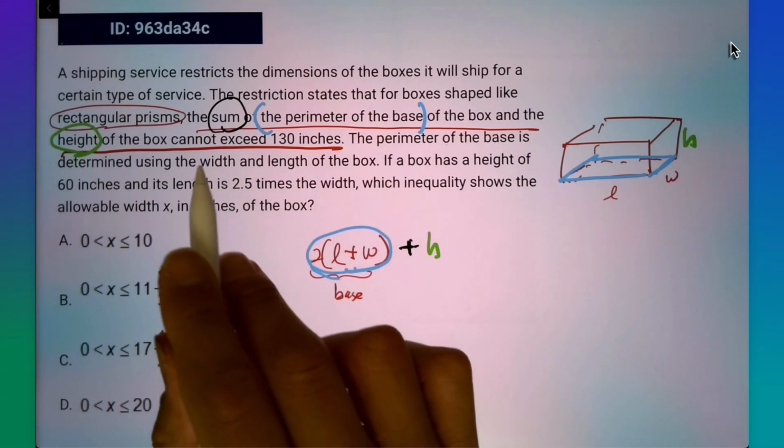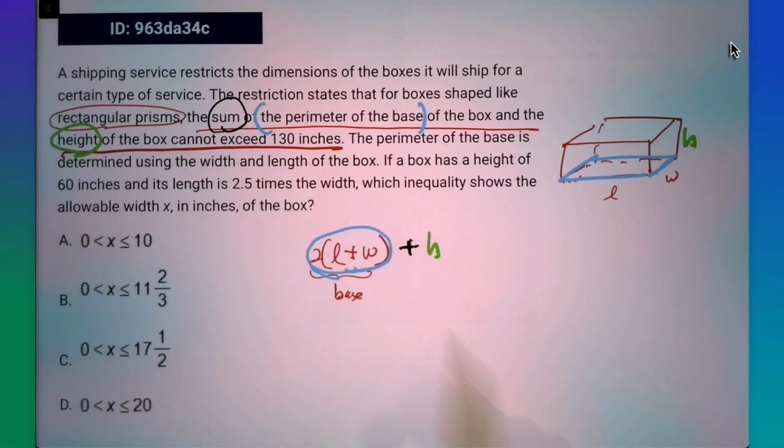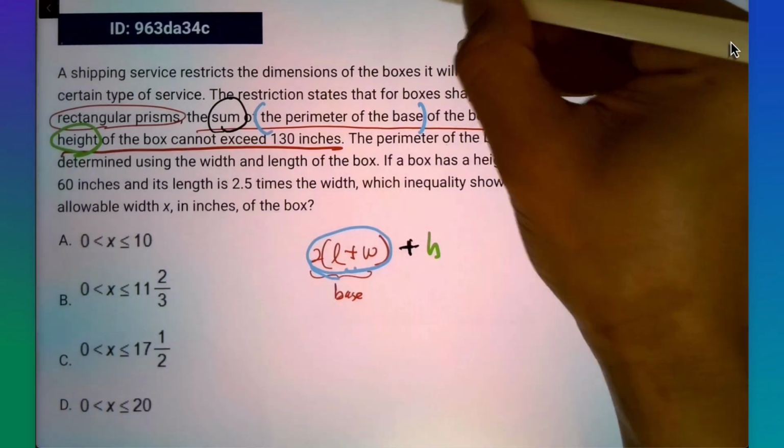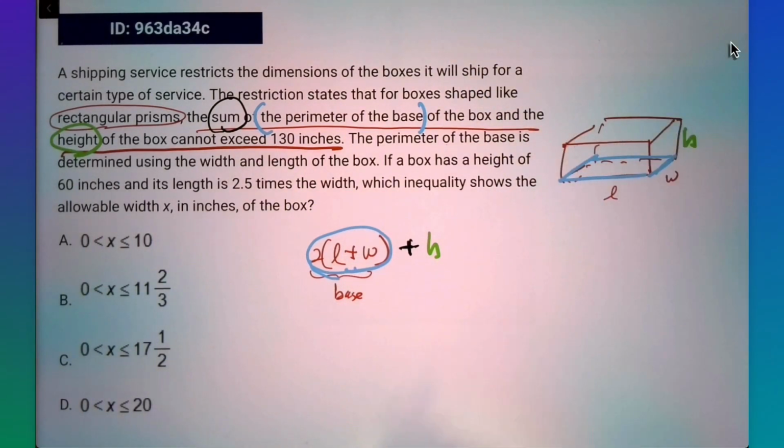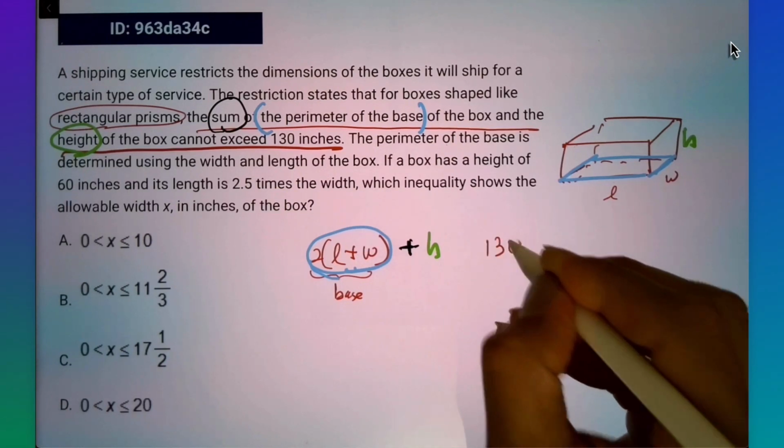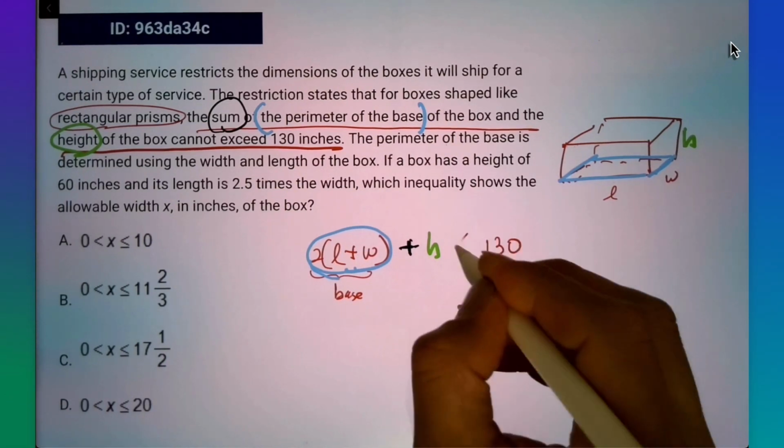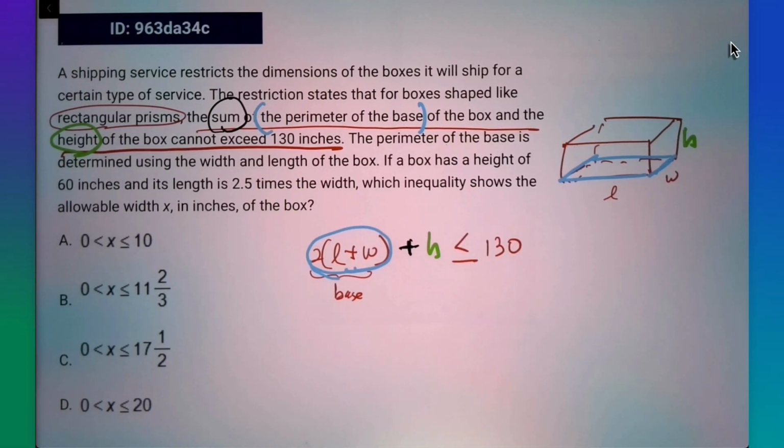Now the next part is that it cannot exceed 130 inches. If you write cannot exceed 130, that means you can have up to 130, but you cannot go beyond it. So anything less than or equal to 130 can work. Okay, so we got the equation. Now let's read the next part.